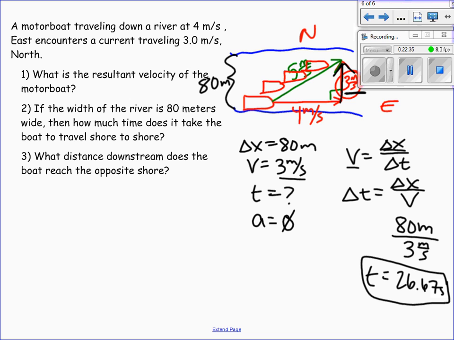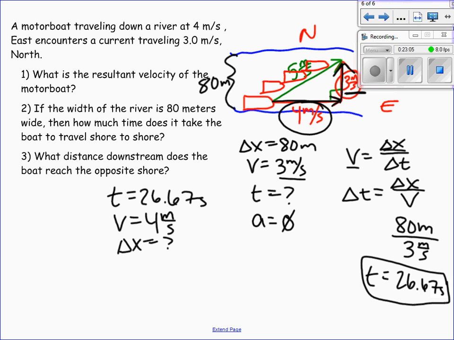Finally, number 3 says, what distance downstream does the boat reach the opposite shore? It's assuming in this amount of time. So in 26.67 seconds, when it finally does reach the opposite shore, how far down the stream does it go? Well, the downstream velocity is the 4 meters per second right here. So in 26.67 seconds, and if it's going a velocity of 4 meters per second downstream, how far would it go in that amount of time?